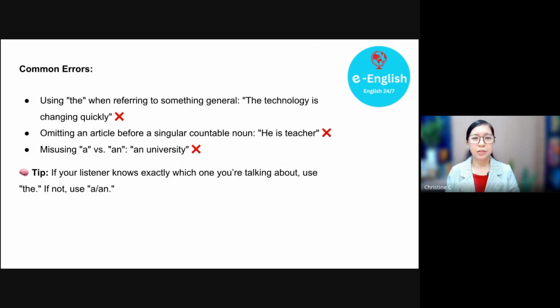What are the common errors? We're seeing common errors in using the definite article the when referring to something in general. For example, the technology is changing quickly, and it would be better to write this sentence without the article. Technology in general is changing quickly.